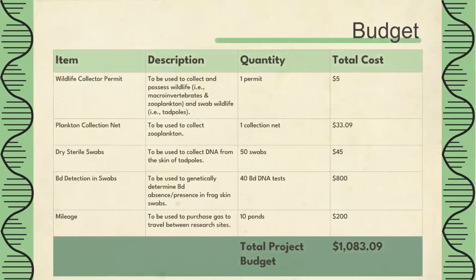And so this is how my budget will be used. We already used some of the budget to buy these swabs. We'll also be buying a plankton collection net to collect the zooplankton, different permits, and then we'll be sending off the swabs to an outside lab to get tested for BD, and then mileage. We're driving between 10 ponds, which is a lot, and gas is expensive, so that's what I'll be using that for.